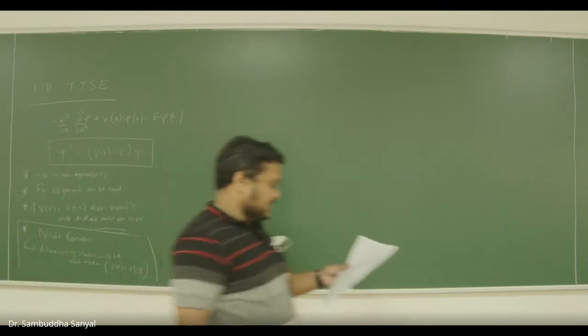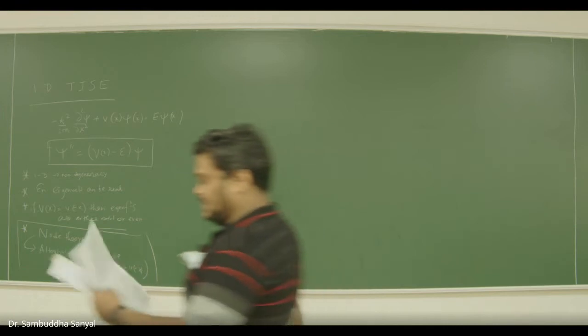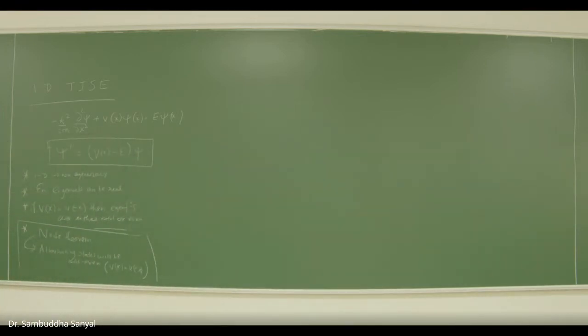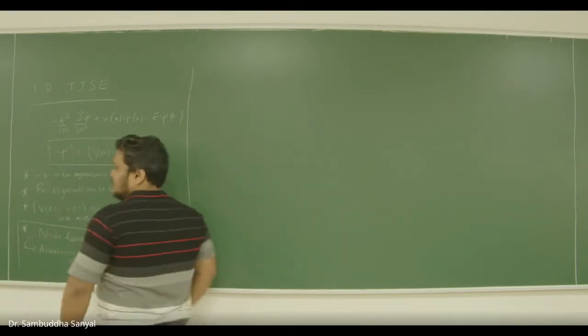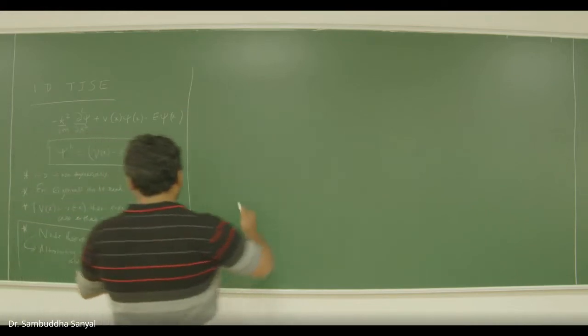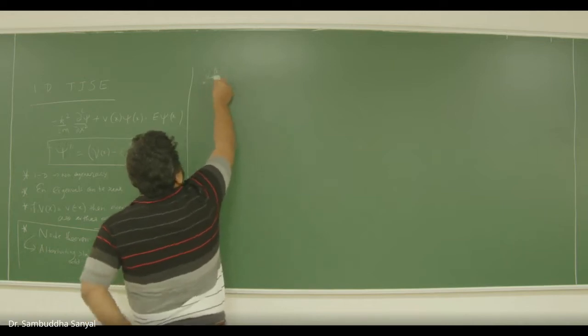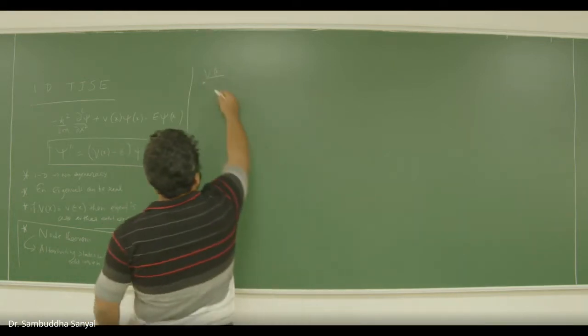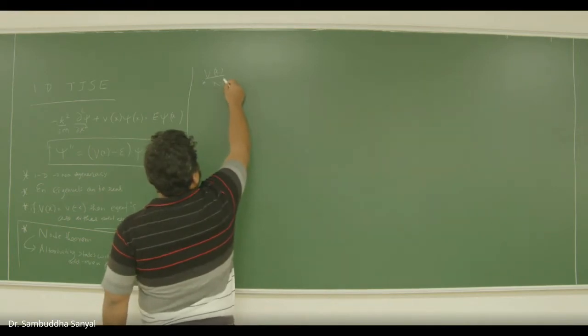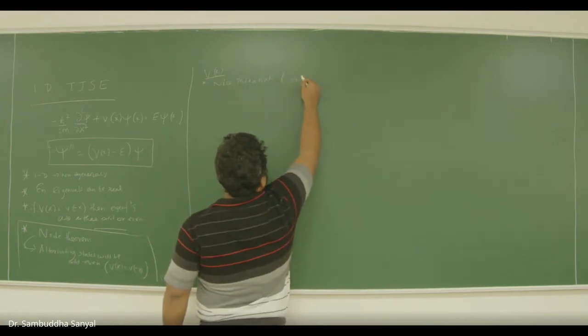But let's see what is the general structure of this solution. I gave you a bit of a hint last time, but now I will do it a little slowly. Let's see the kind of problems we will do, and what the different structures of this solution are. As I told you earlier, we are going to do 5 kinds of problems. The first is nice potentials, that is, continuous.